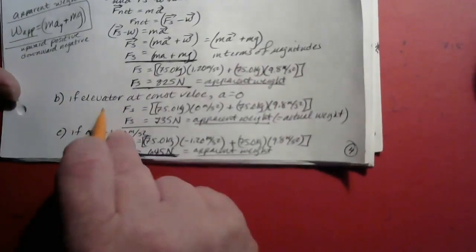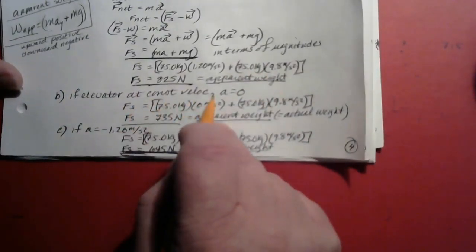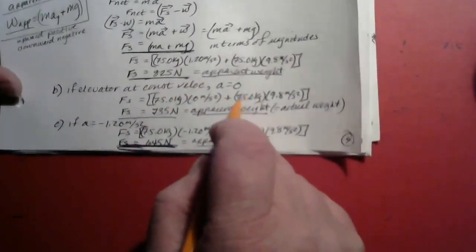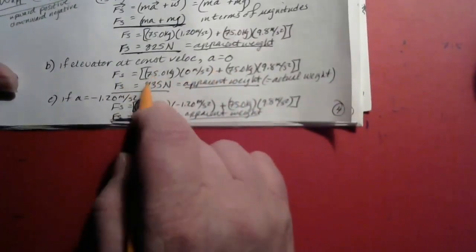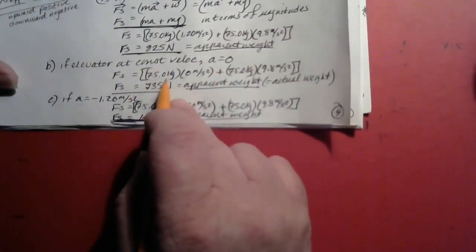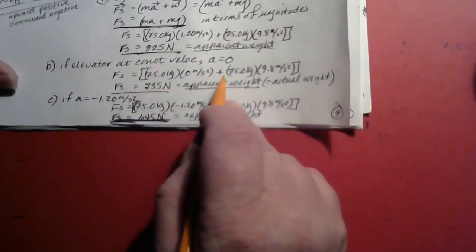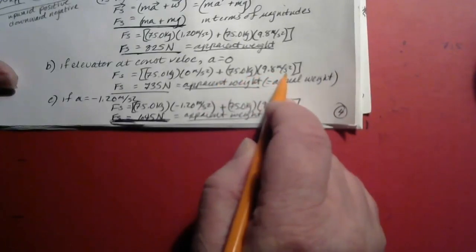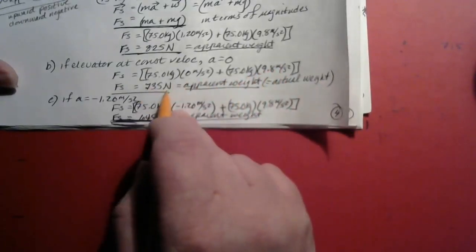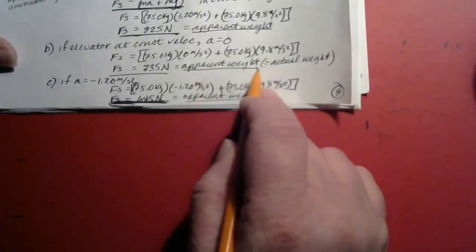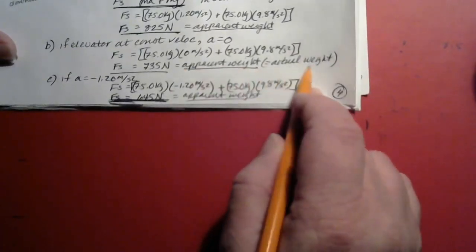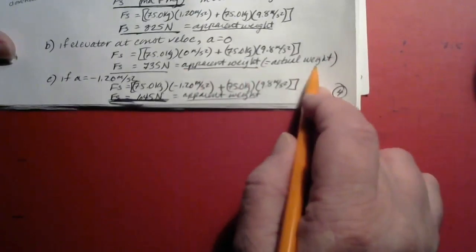Now, for part B, if the elevator is at constant velocity, that means acceleration is 0. So the Fs, or apparent weight, is 75 kilograms times 0 plus 75 kilograms times 9.8, which is 735 newtons. And that is the apparent weight at constant velocity, which is also the person's actual weight.